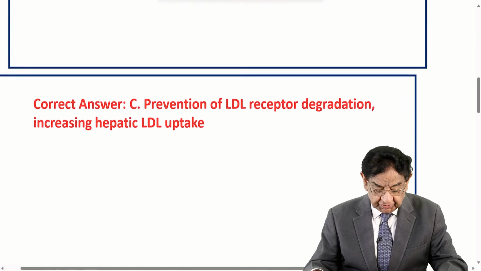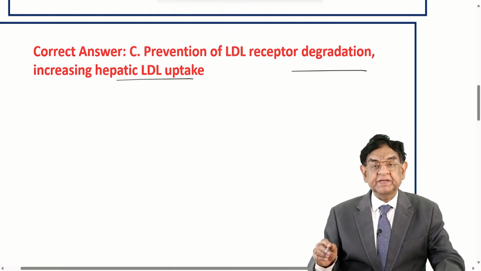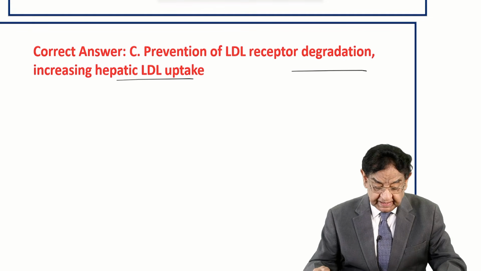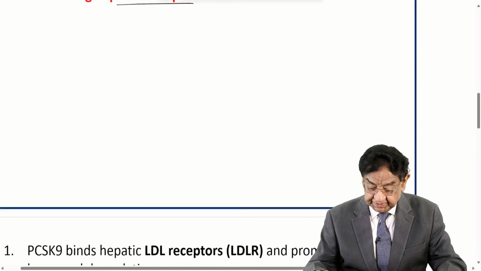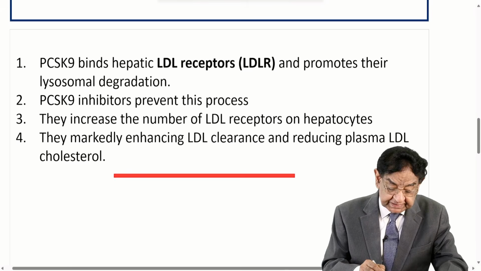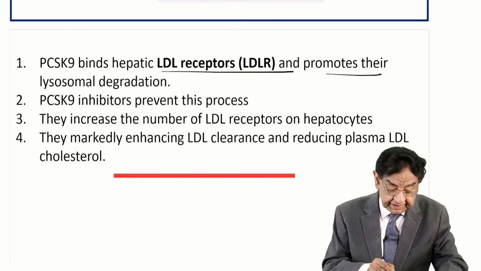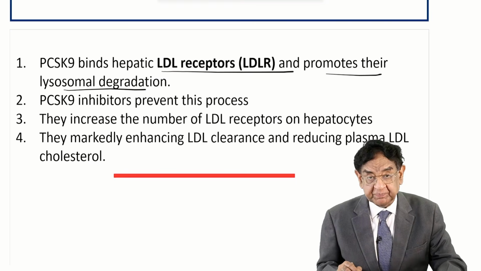The answer of this question is C, that is prevention of LDL receptor degradation, increasing hepatic LDL uptake. Well, PCSK9 binds hepatic LDL receptor and promotes their lysosomal degradation.